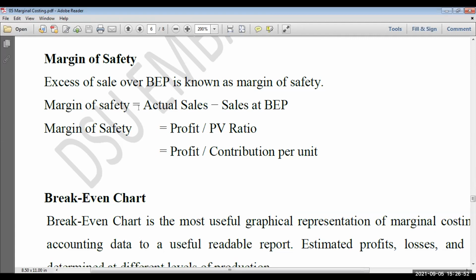So margin of safety is nothing but the excess of actual sales over break-even sales. The break-even sales is 1 lakh. If I really sell 1,50,000 units, I am safe by 50,000 units. Okay. The same thing can be computed by another formula: profit divided by contribution per unit, or profit divided by profit volume ratio. If you do this, you will get margin of safety.